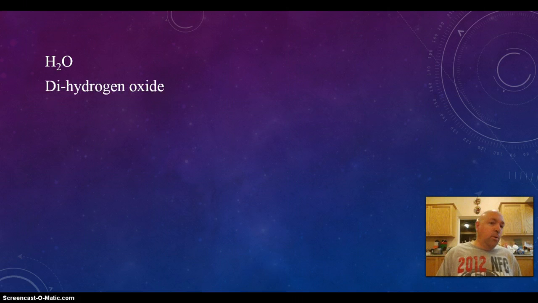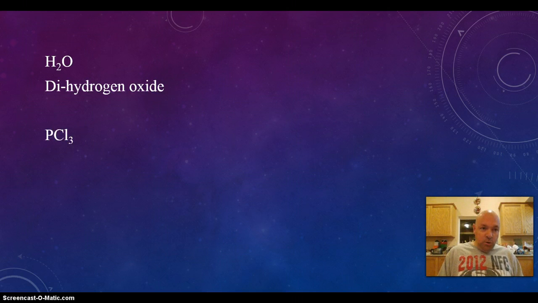And so here's how we would name this. Di, because of the two. Hydrogen, it gets its full name. And then the second element there, we drop the ending and add the IDE. And so you have dihydrogen oxide, or if you wanted to say dihydrogen monoxide, that would be acceptable as well.